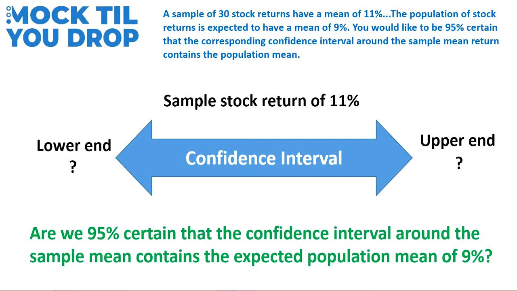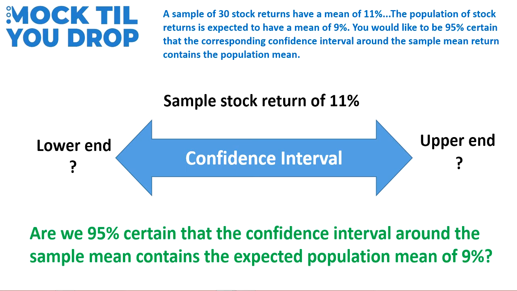So I mentioned that I would bring over the portion of the example on the slide that's relevant to what I'm explaining, just so you have that as a reference to go off of. You can see that here on the top right. So here's a visual of what we're trying to accomplish here. We have a sample of stocks, and the mean return for those stocks is 11%. And the question asks, are we 95% certain that the confidence interval around the sample mean contains the expected population mean of 9%? In other words, what we hypothesize.